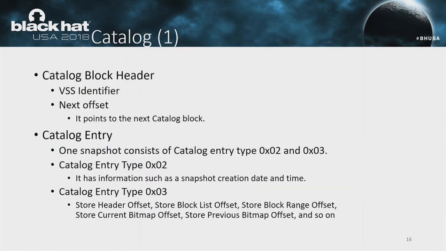The catalog consists of the catalog block header and catalog entries. A snapshot is managed by a catalog entry that consists of catalog entry type 2 and 3. Entry type 2 manages metadata information such as a snapshot creation date and time. A type 3 manages offsets of each store block such as a store header offset, a store block list offset, and a store block range offset, and so on.